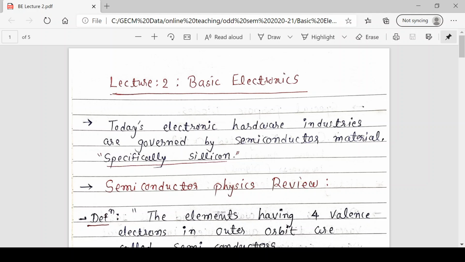Another semiconducting material is germanium, but there are many reasons people do not prefer germanium. One of them is silicon is cheap and abundantly available, while germanium is not so easy to obtain as well as it is costly. There are other reasons also for IC design, which we will discuss later on. So why silicon is that important, and why semiconductor physics is important to review for the operation of basic electronics, we will see today.